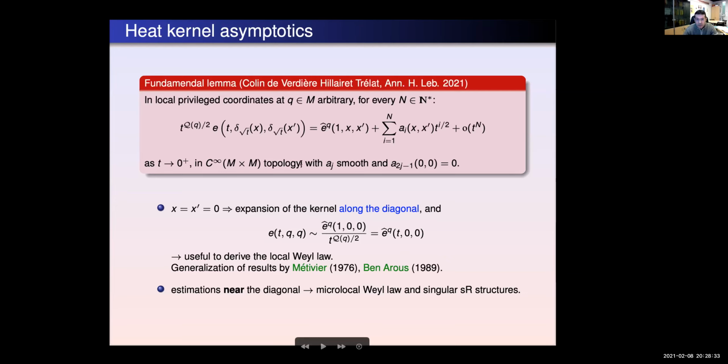As an example, but it was already known since a long time, if you look at the kernel along the diagonal, this expansion tells you in particular that along the diagonal in small time, the heat kernel is equivalent to the nilpotentized heat kernel at time 1 divided by the good power of t, which is Q over 2. And this is already sufficient in order to derive the local Weyl law, actually. But let me maybe give one word on how to establish such a result.